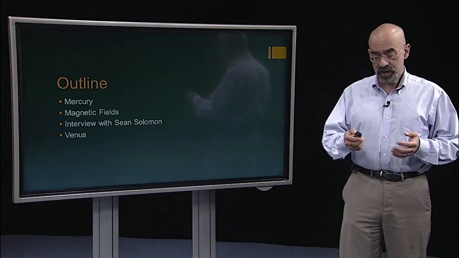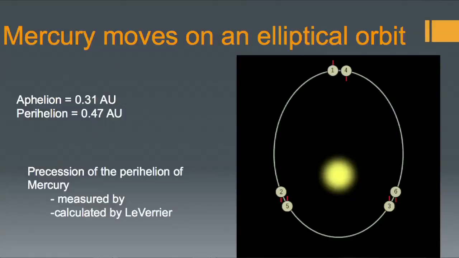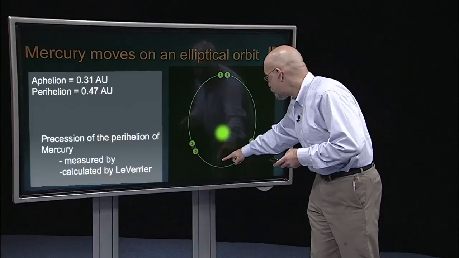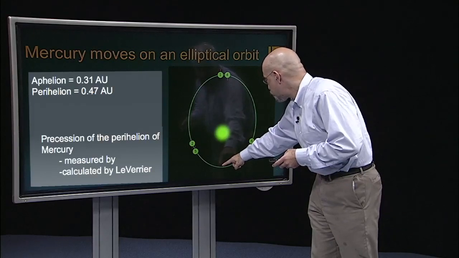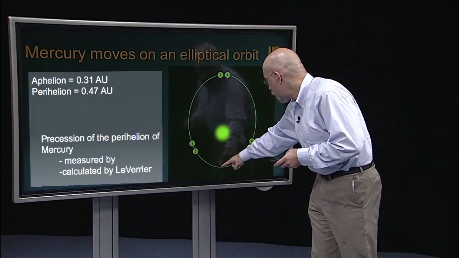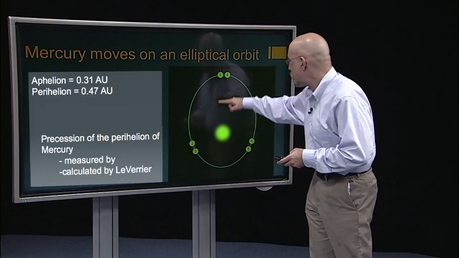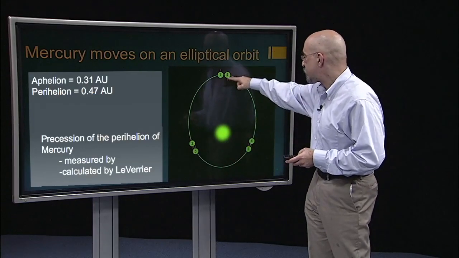So let's begin by talking about Mercury. Mercury, of course, is the innermost planet of the solar system. It moves on quite an elliptical orbit. The Earth's orbit is close to circular. The difference between the minimum distance from the Sun and the maximum distance is quite small. In the case of Mercury, the difference is pretty large. Its closest distance is about 0.31 astronomical units. At the furthest distance, it's 0.47.